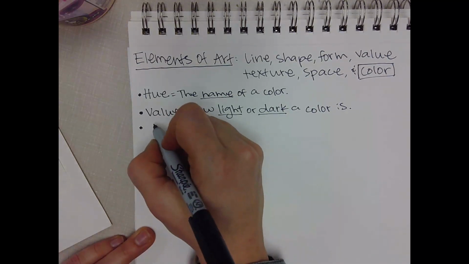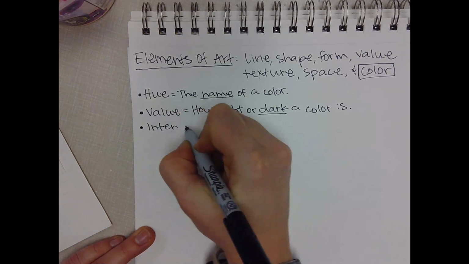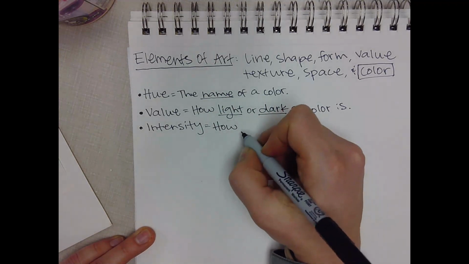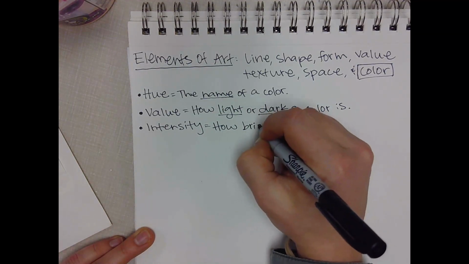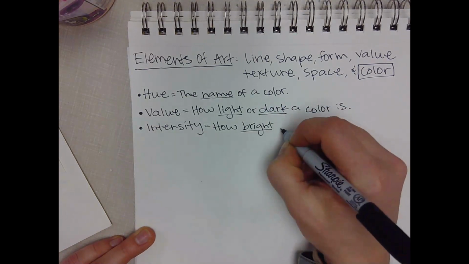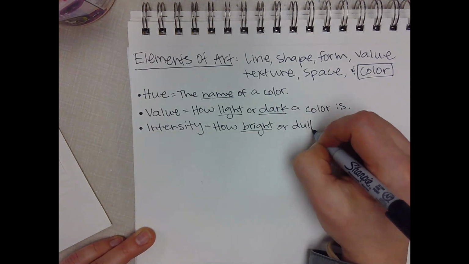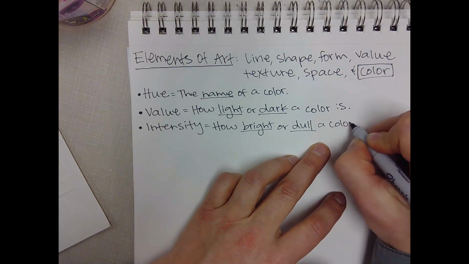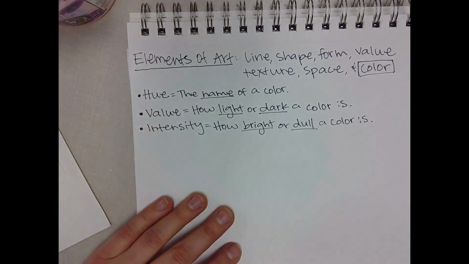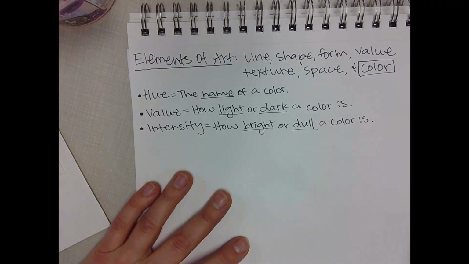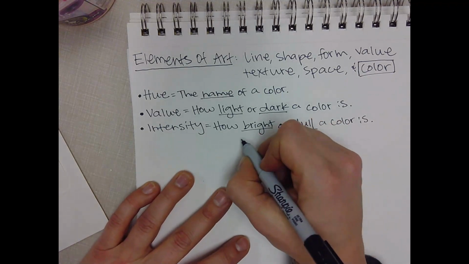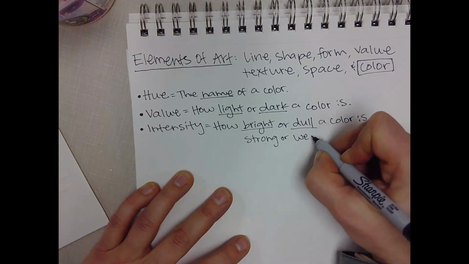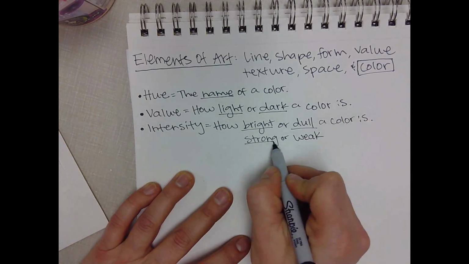And lastly, we talk about the intensity. Which is how bright or dull, could also be known as how strong or weak a color is.